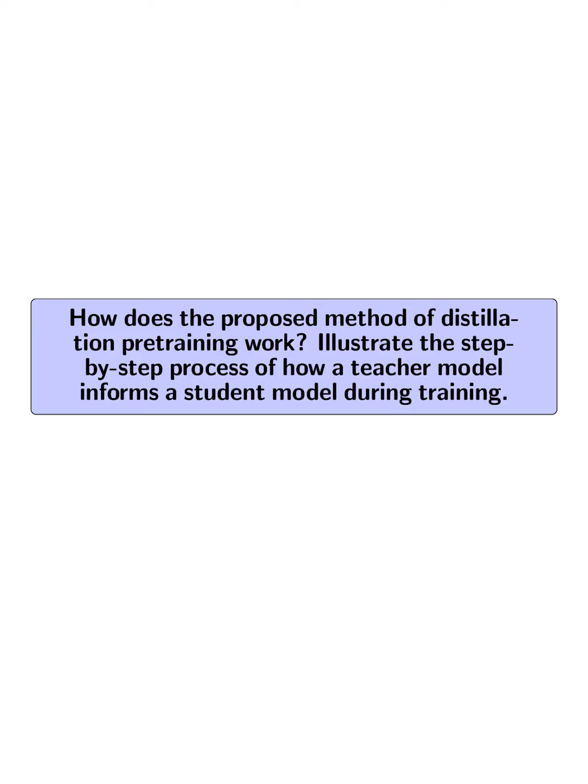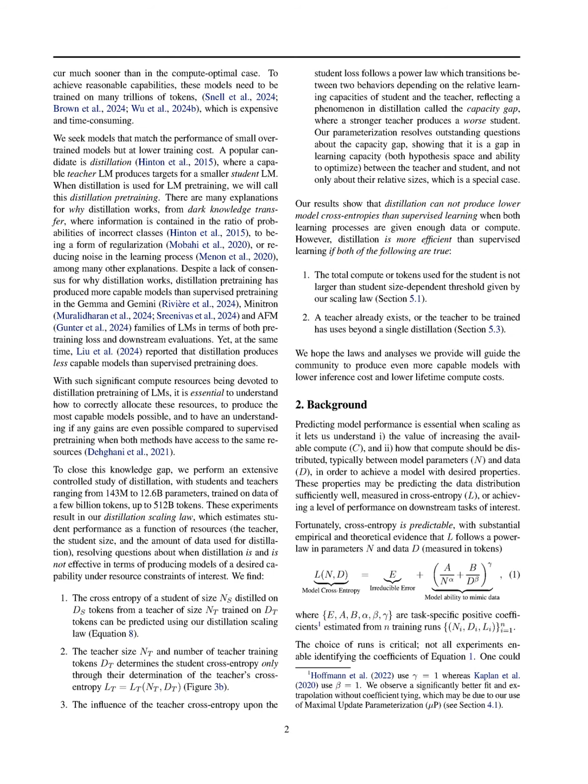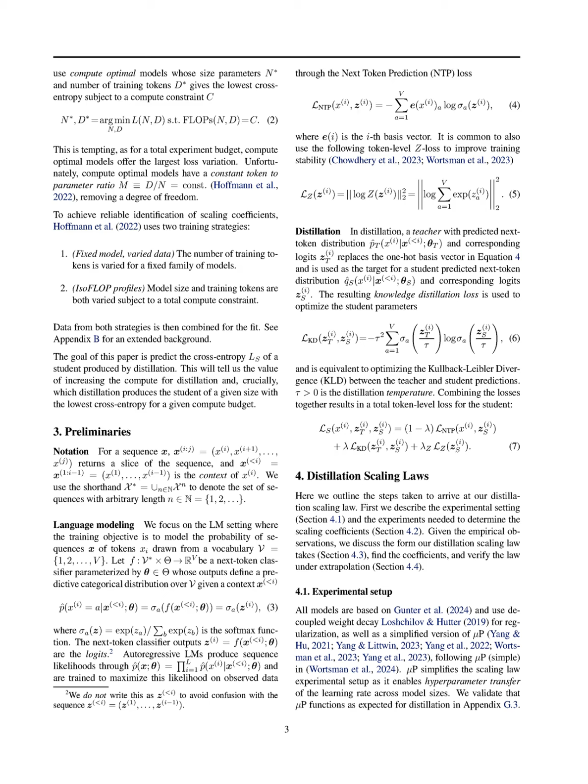Illustrate the step-by-step process of how a teacher model informs a student model during training. The proposed method of distillation pre-training involves a teacher model that generates predictions used to train a smaller student model. First, the teacher model, which is pre-trained on a substantial dataset, produces a predicted next token distribution and corresponding logits for a given context. During the training of the student model, these logits replace the traditional one-hot targets in the loss function, allowing the student to learn from the teacher's predictions.